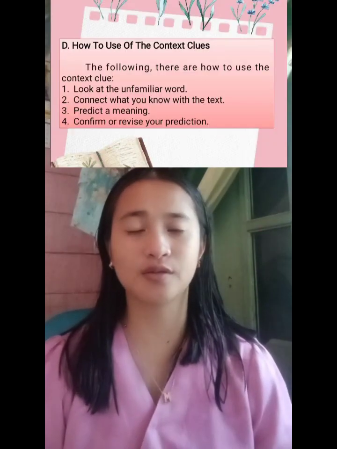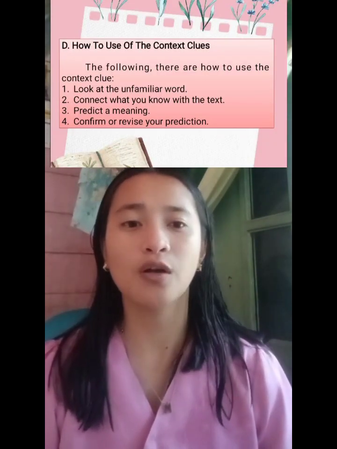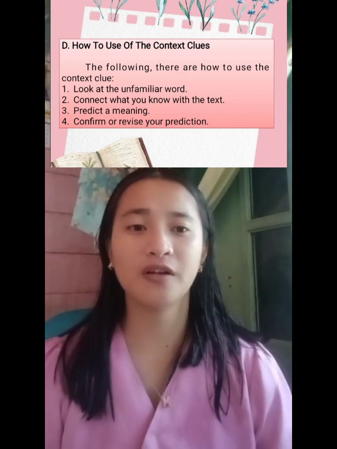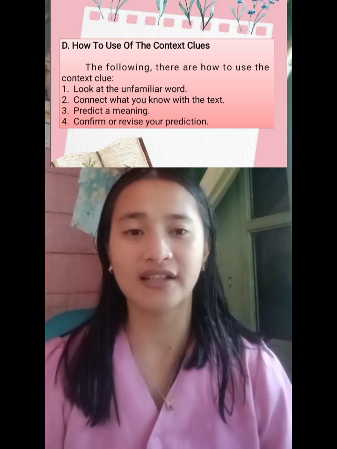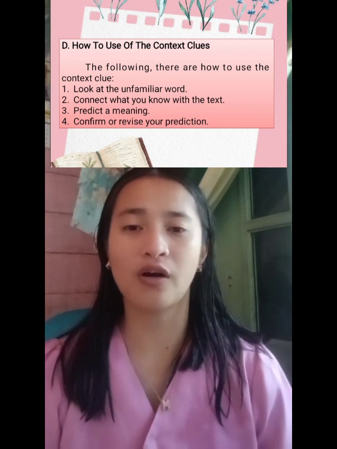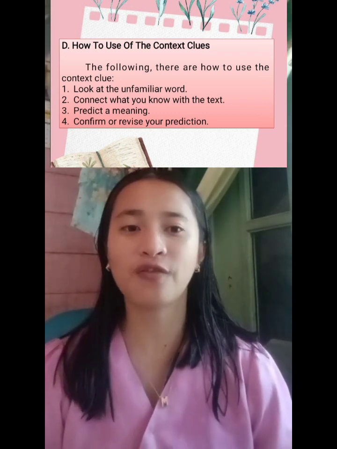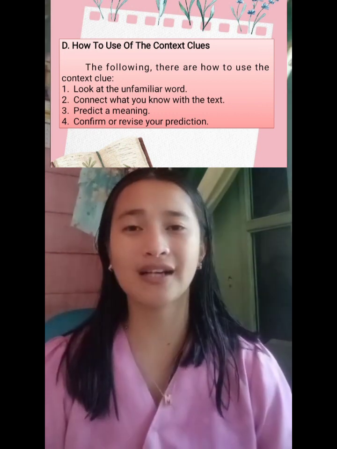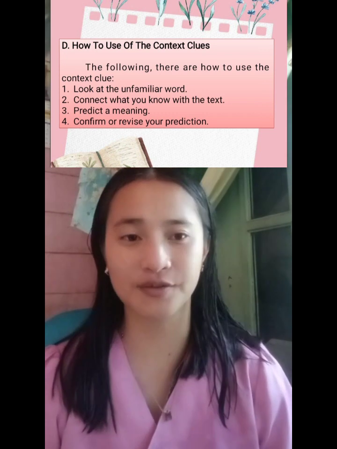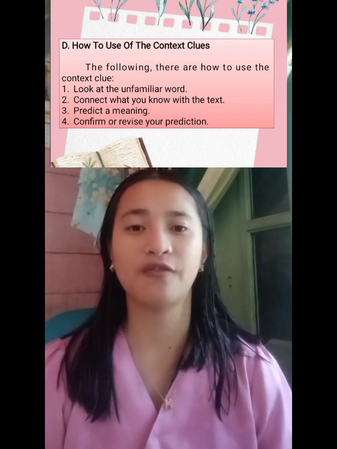Okay, thank you for the time given to me. Now I would like to explain how to use context clues. The first is look at unfamiliar words. Look at unfamiliar words in a text. There are bound to be words we don't know or understand. So, first, to make it easier to understand, we have to identify the words that are least understood and study them first.